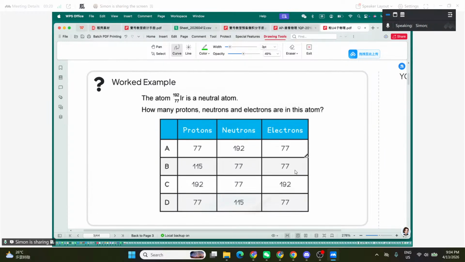First look at a worked example. The atom is a neutral atom. How many protons? Choose which one. Look at that, the neutron number, the proton number. Choose which option is right.